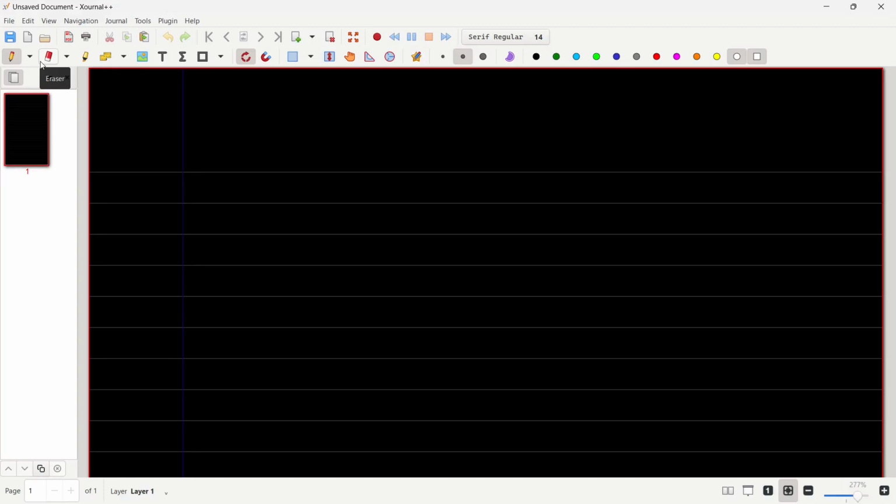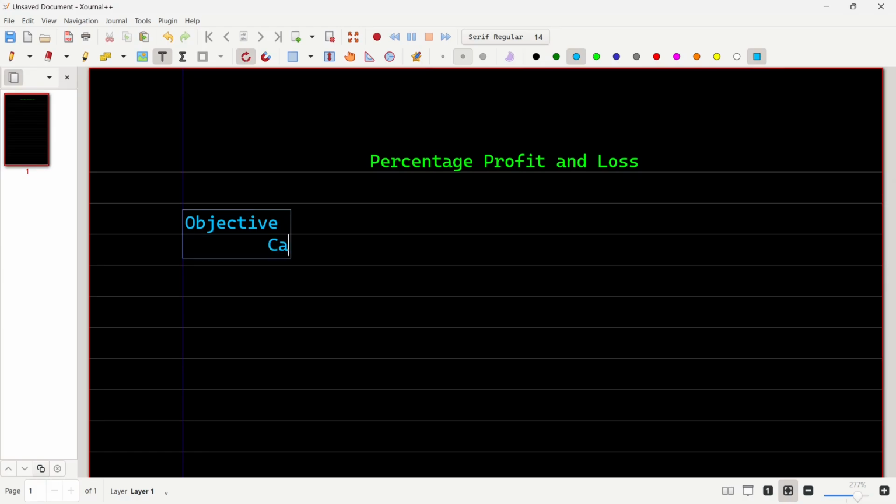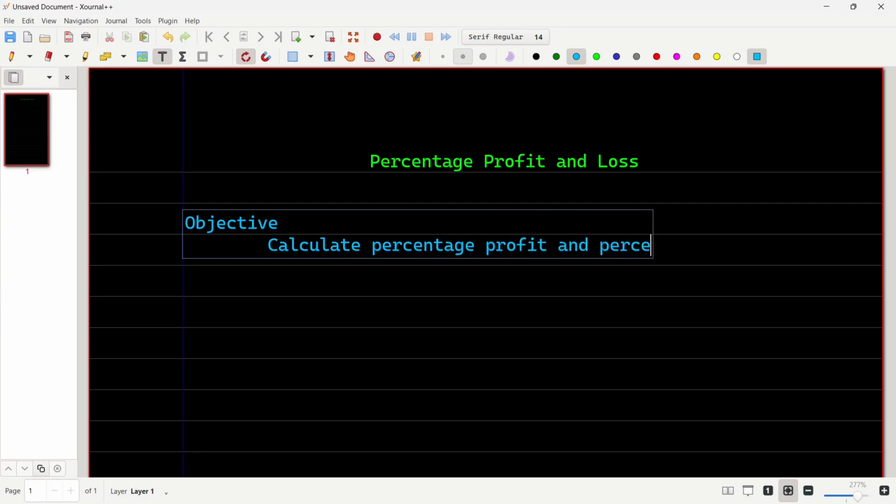Monday, start of the next week. Let's do another CSEC math lesson. We're going to do percentage profit and loss. So I'm just going to write that here. Percentage profit and loss. And the objective for today is that we're required to calculate percentage profit and percentage loss.